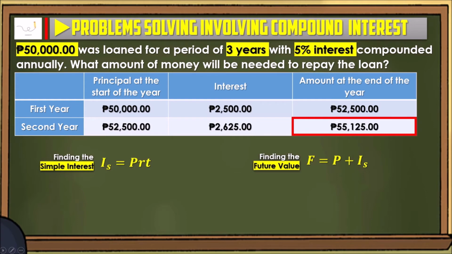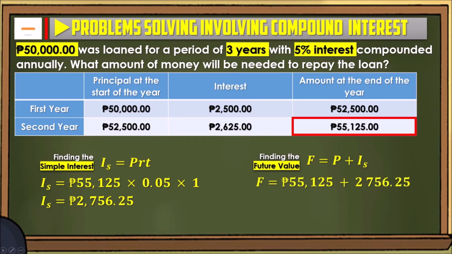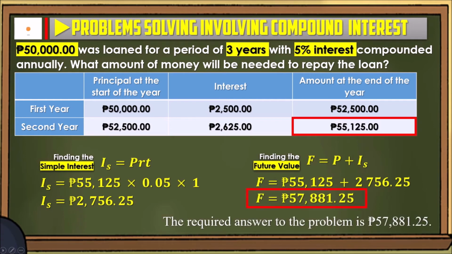Let us do now the simple interest. Substitute the given to the formula. Now, perform the operation. The final answer for simple interest is 2,756.25 pesos. For the future value, substitute the given to the formula. Now, perform the operation. The final answer for future value is 57,881.25 pesos. The required answer to the problem is 57,881.25 pesos.